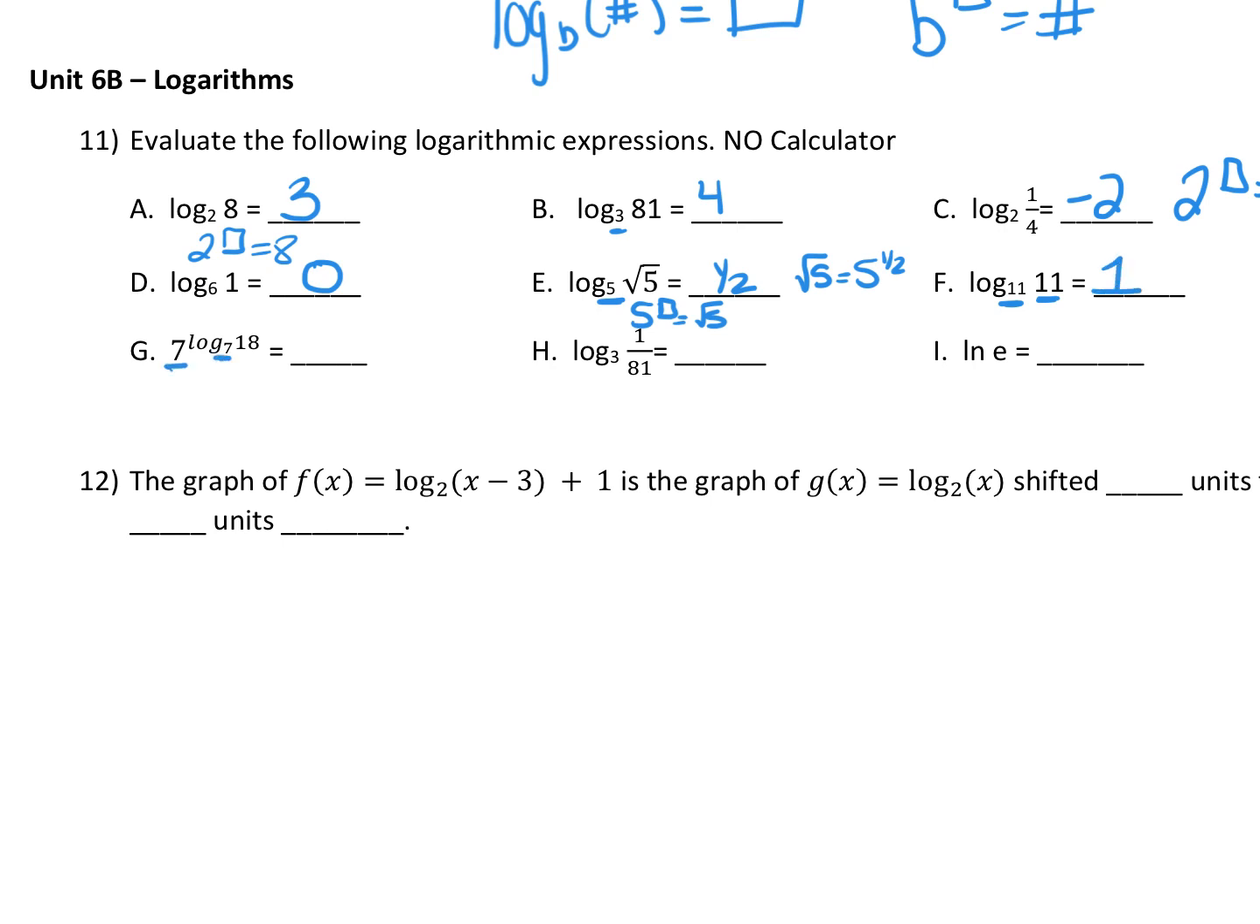Anytime we have the same base like this, those just cancel, so my answer is just 18. 3 to what power is 1 over 81? It's going to be -4, and ln of e is always 1.